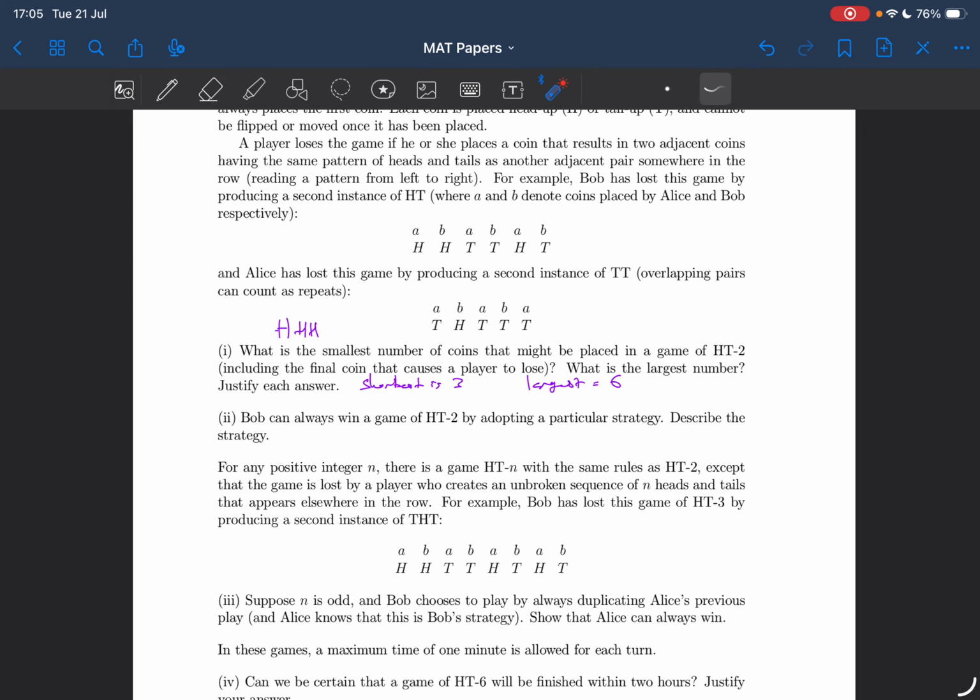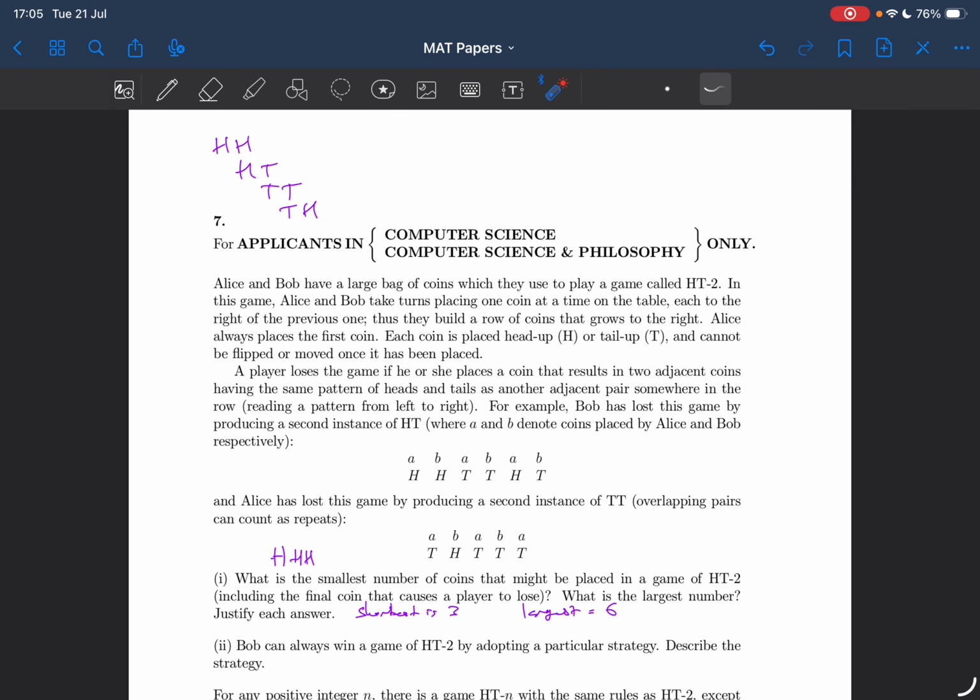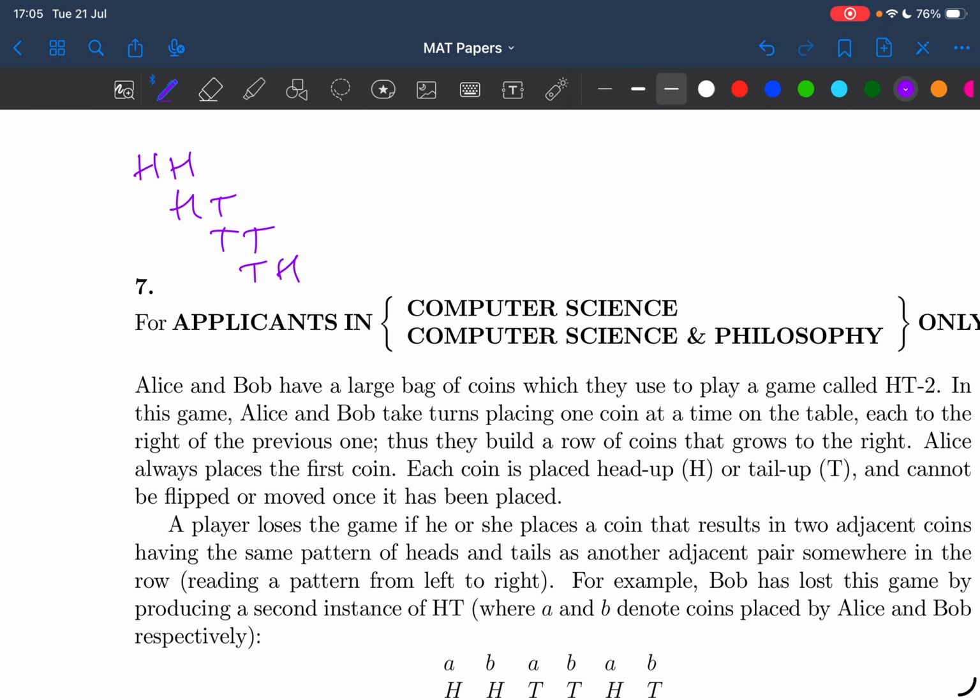Bob can always win a game of HT2 by adopting a particular strategy. Describe the strategy. So we could probably just go and think about all the different possibilities. Let's actually do that. We can think about heads and tails. We don't need to think about Alice ever playing tails first. You can always just think about heads first and what happens after that.